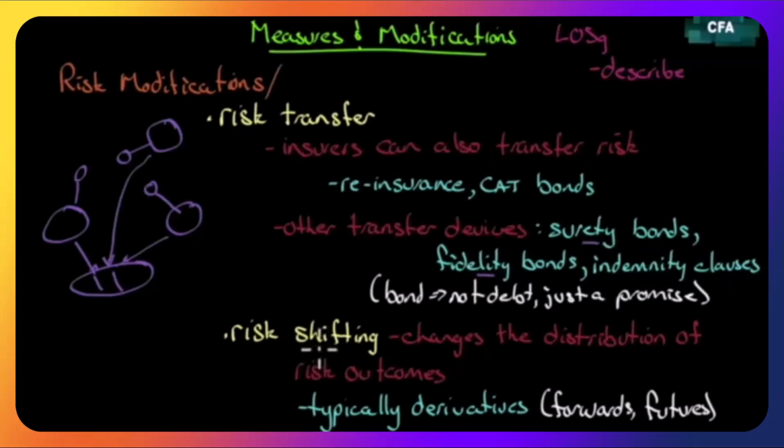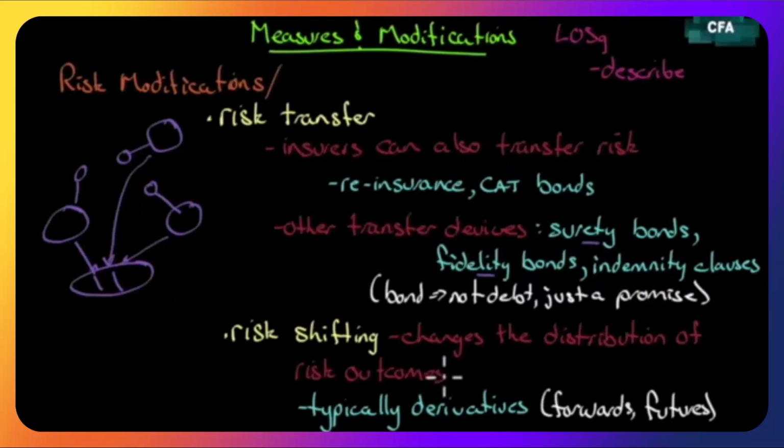Risk shifting. Now, once we've gone through risk transfer, we understand what risk transfer is. It means I have a risk, I'm going to completely transfer it to you. And I'm going to pay you a premium, and you're going to make me whole. Risk shifting, on the other hand, changes the distribution of the risk outcomes. So we're not totally transferring the risk, we're just changing the distribution of the outcomes.